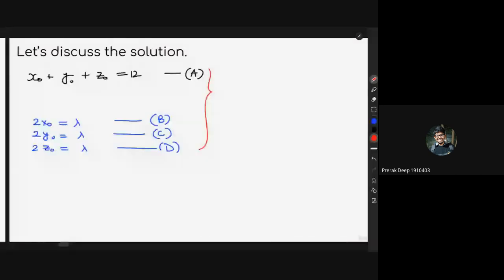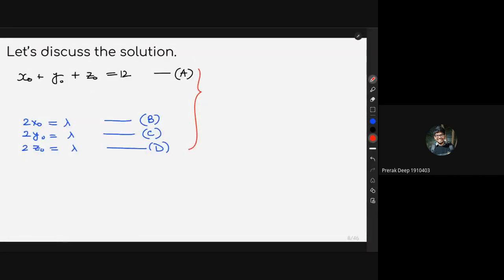Yeah, so I can replace value of x naught, y naught, z naught from b, c, d in the equation A. Okay, so if I do that, what is x naught? It is lambda by 2. What is y naught? It is lambda by 2. What is z naught? It is lambda by 2. Let me replace these values in the A equation. So what will I get?